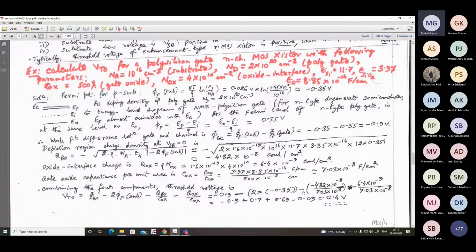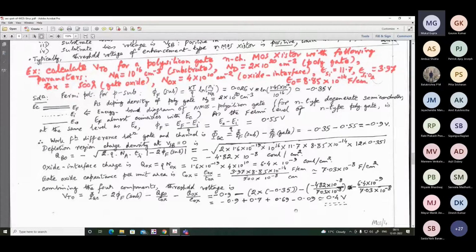And then minus QB0 by COX. Again, you have seen the negative sign. So you calculate it like this, where you have calculated COX to be 7 into 10 to the power minus 8 farad per centimeter square. And finally, the fourth component, that means Qox by COX. This is the component of threshold voltage required to offset or balance the positive sodium ions at the oxide-silicon interface, right? So you calculate all the components, then find out the zero bias threshold voltage to be 0.4 volt.